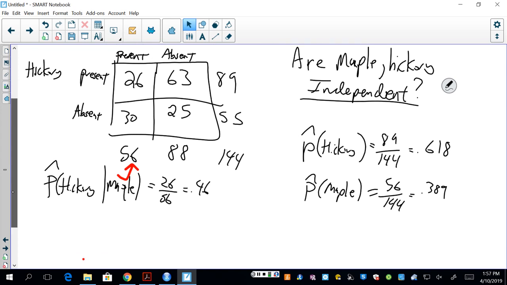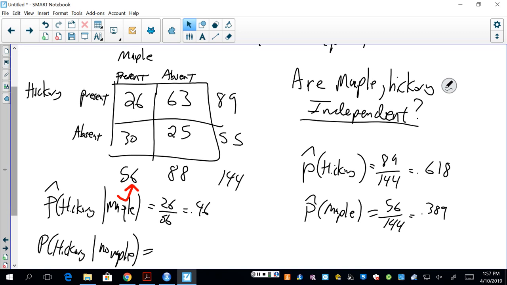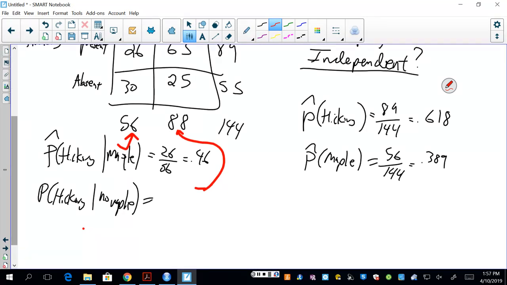What's the rate of hickory trees when there's no maples? When there's no maple, as the maples are absent, right? It's this one over here. So this one's going to be based on this column. Well, there's 65 out of 88. A lot more, 72%.